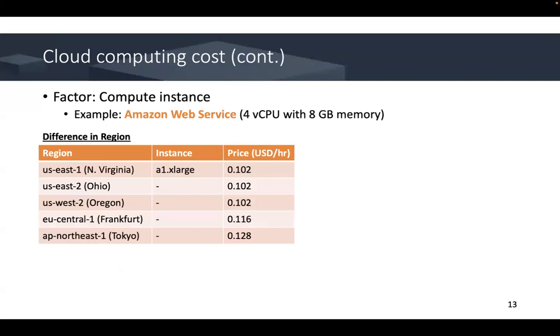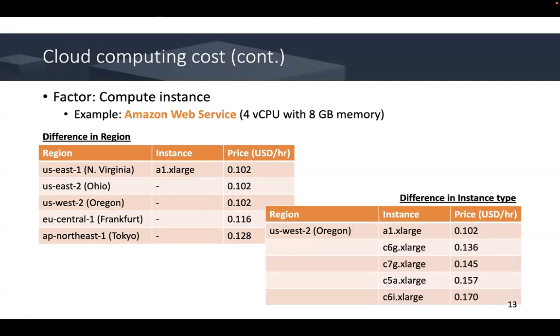So in this slide, I list the charges of different compute instances on AWS. Say now you want to have an instance with 4 virtual CPUs and 8 GB memory. First, we'll look at the effect of location. The location of a data center affects the price you pay, even for the same type of instance. For example, in North Virginia, you pay around 10 cents per hour, but in Tokyo, you need to pay 12 cents per hour. That's almost a 20% increase.